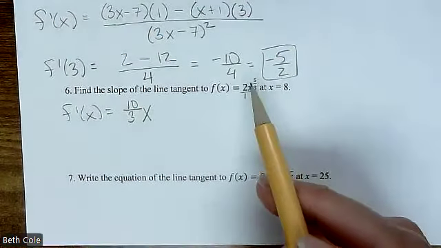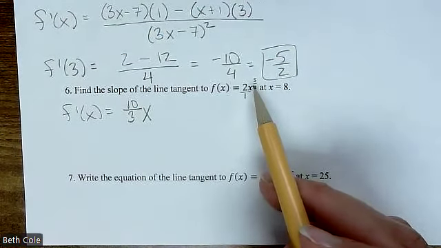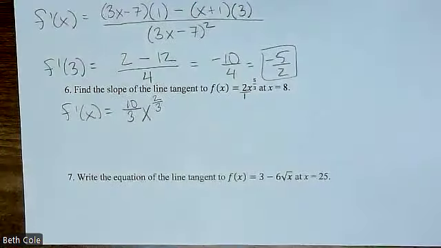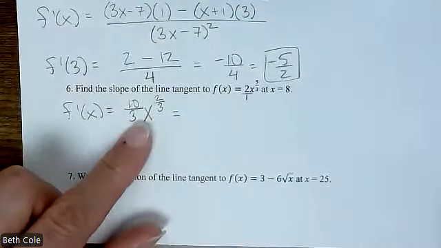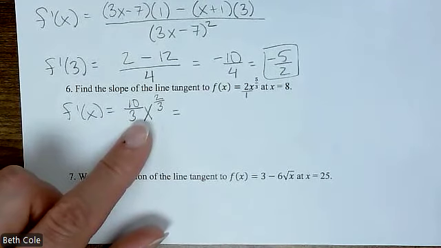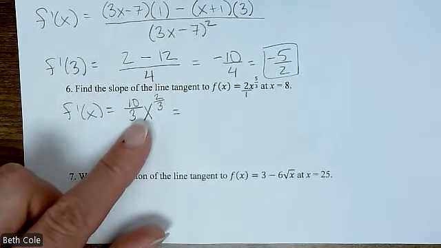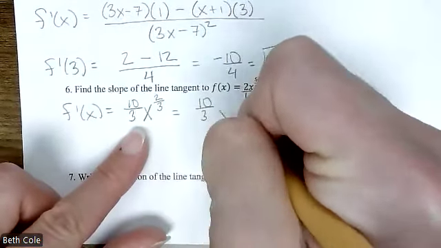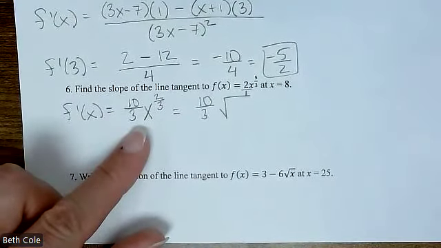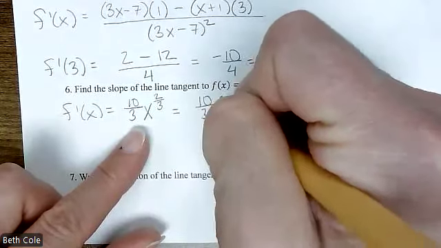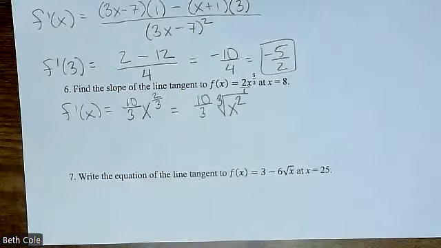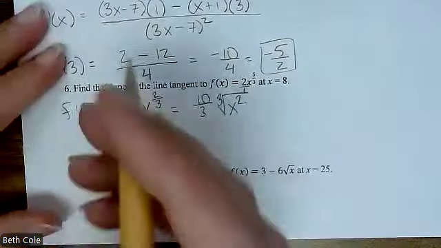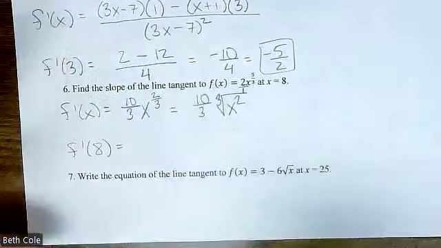x to the what? We have to subtract 1. So 5/3 minus 1 is 2/3. It's 5/3 minus 3/3. Good. And then we're going to plug in 8. Now, while this is technically not wrong, does anyone know off the top of their head what 8 to the 2/3 power is? No. Actually, that stumbles me too. So let's rewrite this. It's 10/3, and then what kind of a root is it? Cube root. And underneath is x squared. And then we're going to plug in 8 and see what we get.